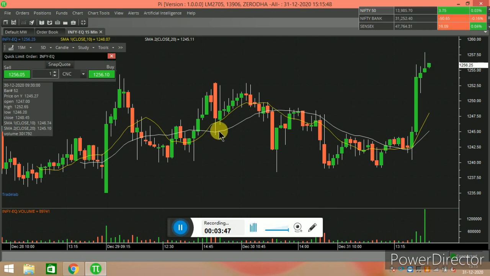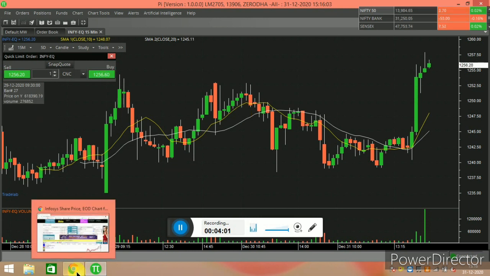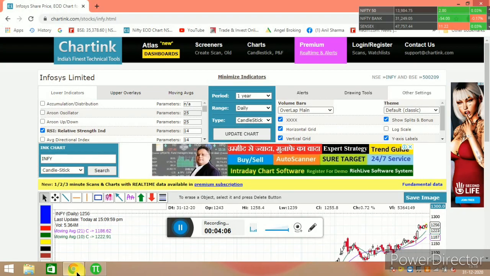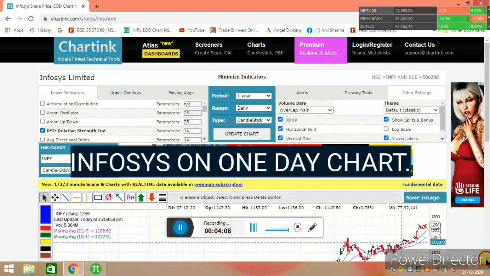Now there is one thing more here, friends. As long as there is a lower cross you buy, upper cross you sell. Whenever the market is sideways, you can remain away from the market. Now let us see, for better understanding, the same Infosys on the 1 day chart, how to use it with the indicators.